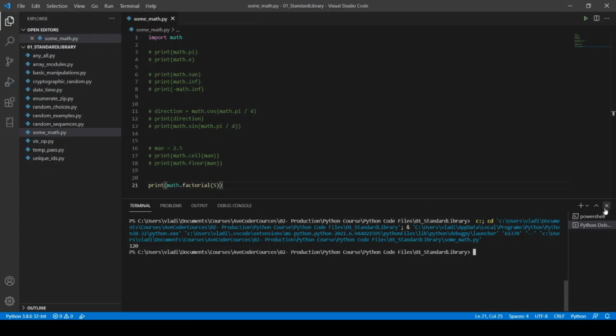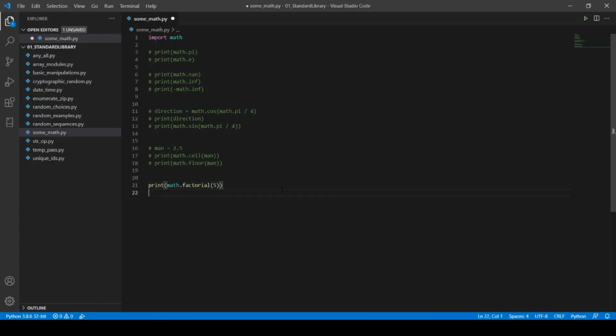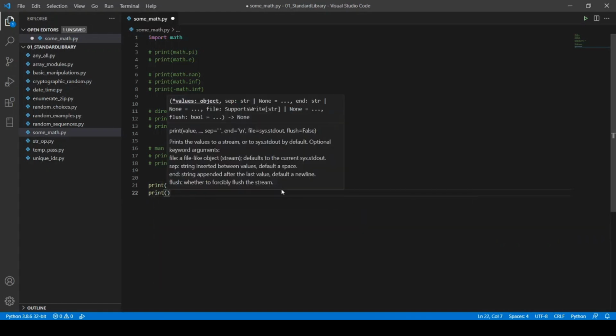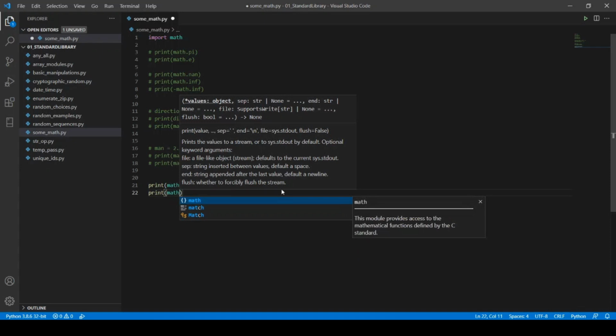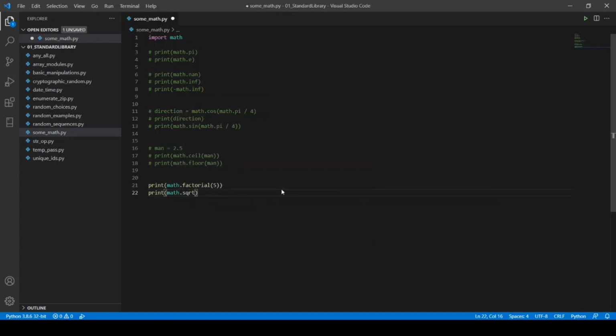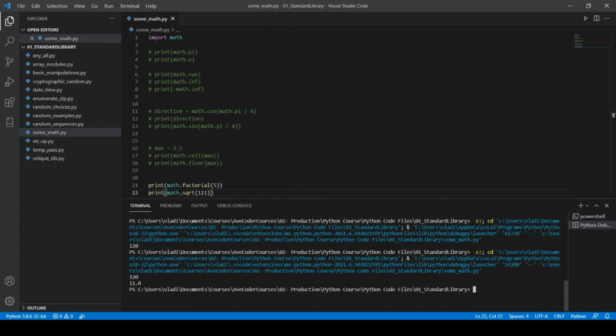Another helpful function built in that math module is the square root. So math.sqrt, and here we pass the number that we want to take a square root of. So 121, that should be 11. Okay, that's two more functions under the belt.